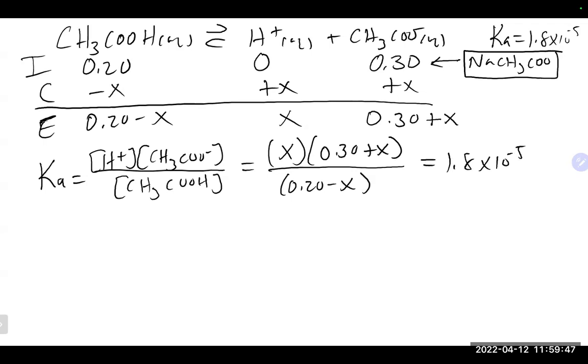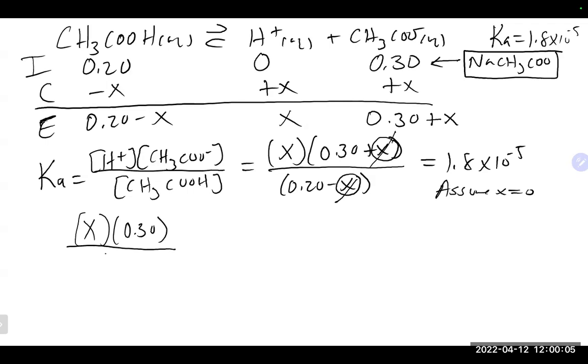Just like I did on the previous one, I'm going to assume that x is equal to 0 here. And again, we will only be getting rid of the x's we're adding or subtracting from a number, basically. That will then get us to x times 0.3 divided by 0.2 equals 1.8 times 10 to the minus 5. So we're going to basically multiply the 0.2 to the other side and come back and divide by 0.3. And that is going to get us an x value of 0.000012.